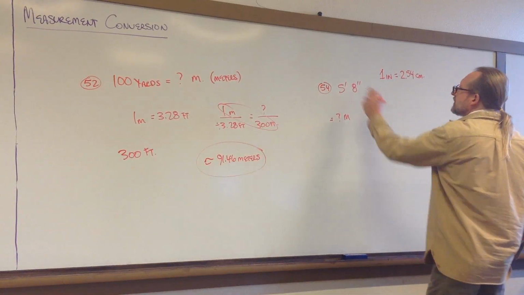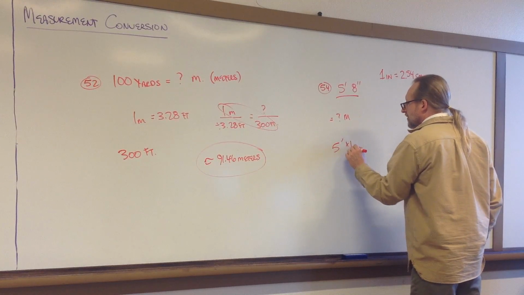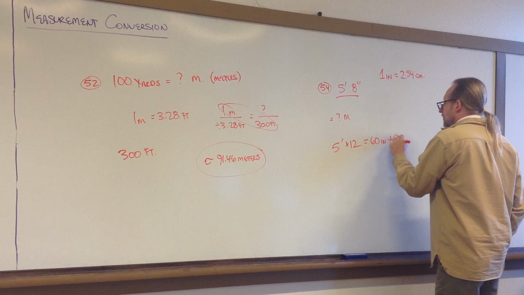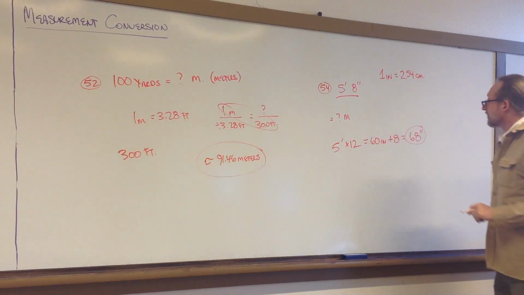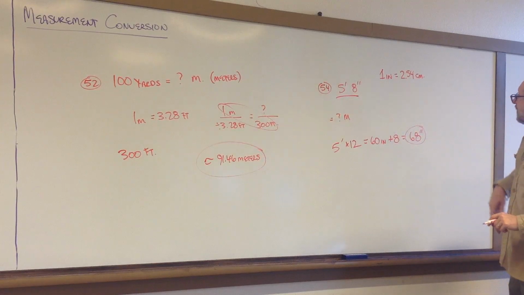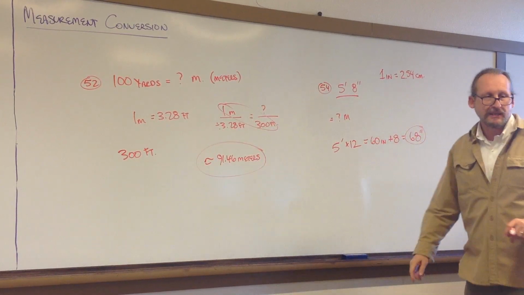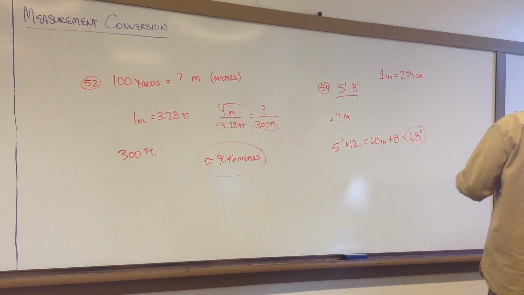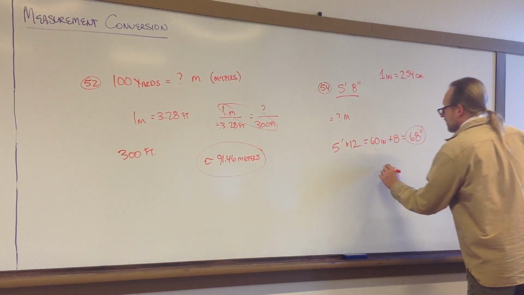So what I'm going to do is convert this all into inches. The 5 feet times 12 is going to give us 60 inches plus the 8, so this is 68 inches total. Now the question is, how many centimeters is that going to be? Again, do we multiply or do we divide? In this problem, we should be multiplying.